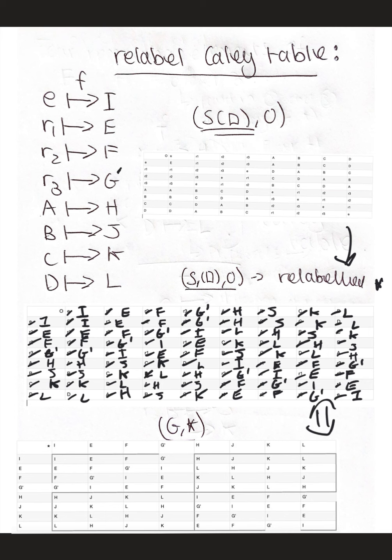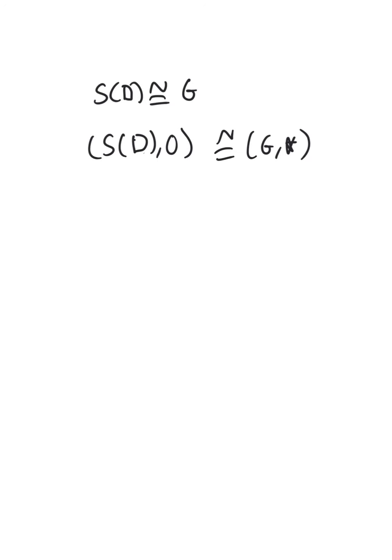So that is our relabeled Cayley table, and as you notice, this Cayley table is identical to that of G with star, and therefore we can say that S square with combination is isomorphic to G with star, where G is a matrix group and star is matrix multiplication, and hence we have shown that this is isomorphism f.